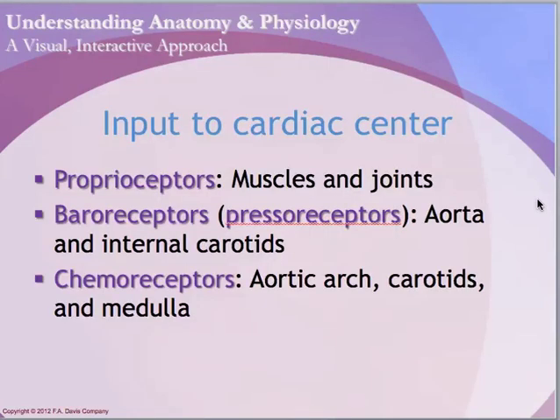So how do we get input to the cardiac center, and how does the cardiac center know what's going on in the body? So it receives input from multiple different sources. We have proprioceptors, signals changes in physical activity, allowing the heart to increase output before muscles demand more blood flow, so exercise. Then we have baroreceptors or pressure receptors, and they detect pressure, okay, blood pressure.